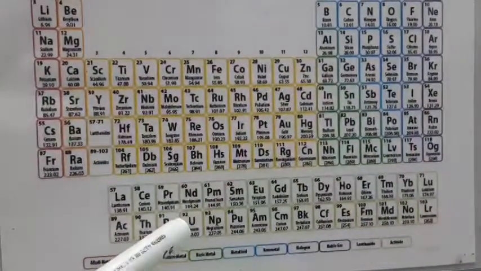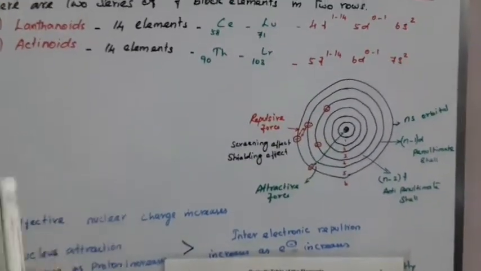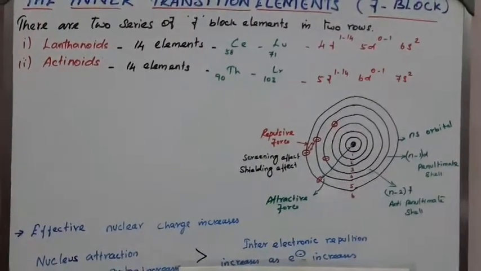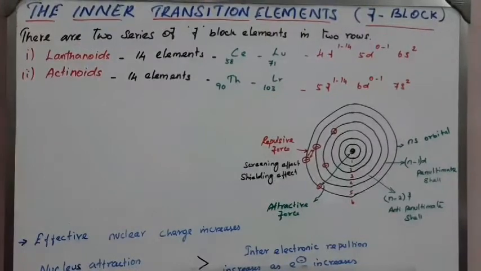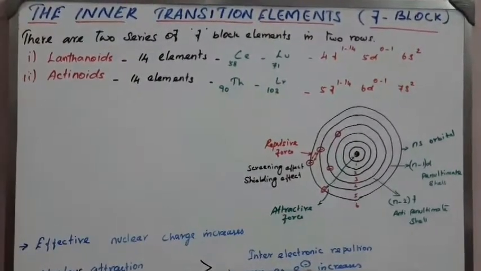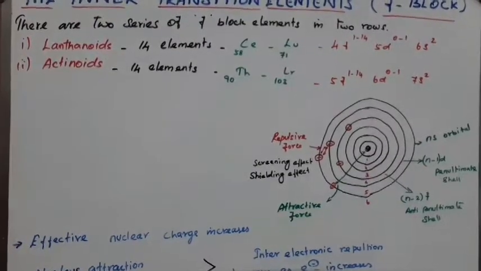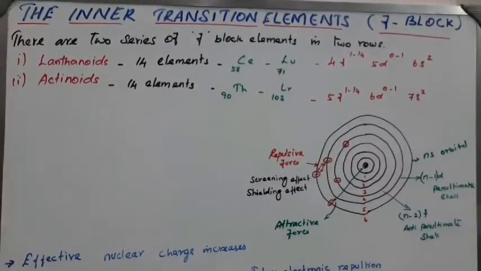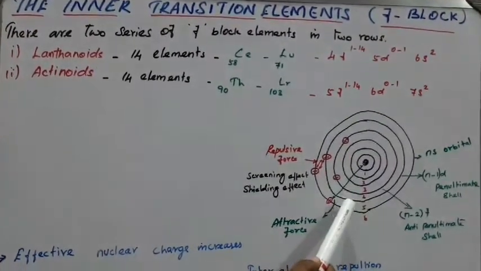Okay, and next, trends in atomic and ionic radii of F block elements. Each time we studied trends, and here also we are going to study trends in atomic and ionic radii of F block elements. What's happening? We already studied lanthanide contraction. So students, what do you mean by lanthanide contraction?